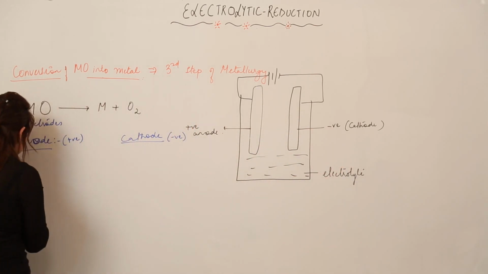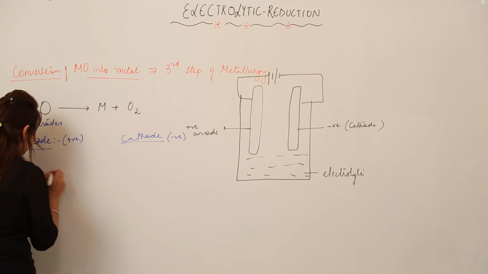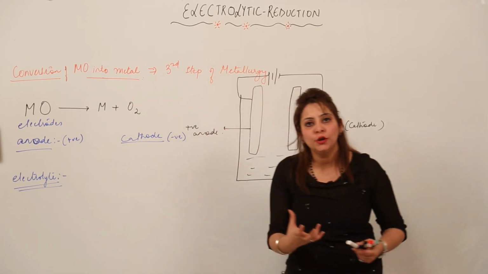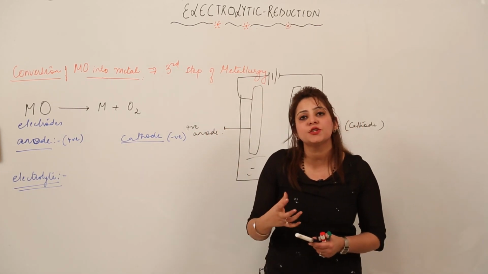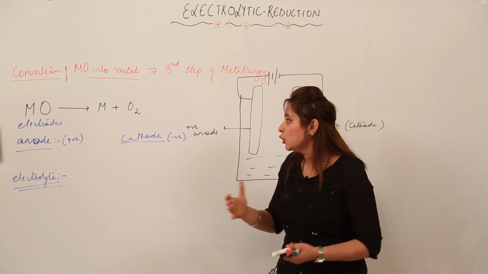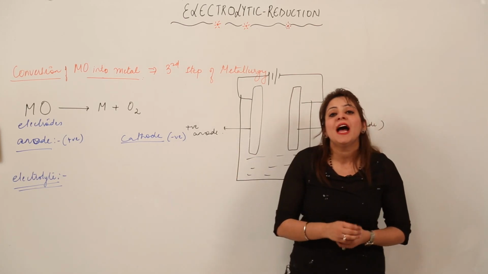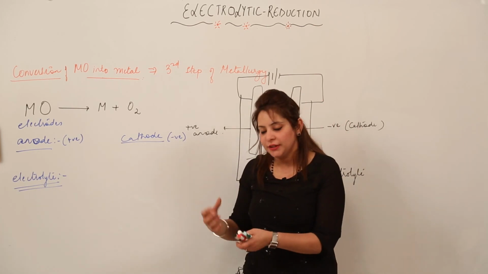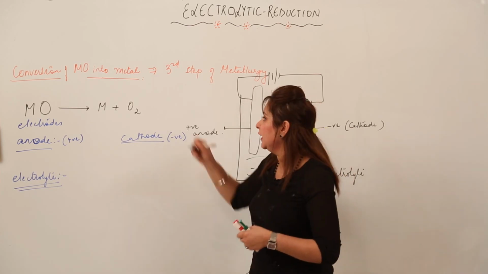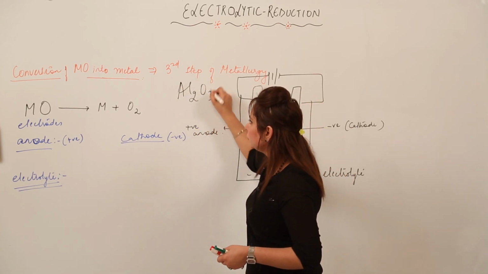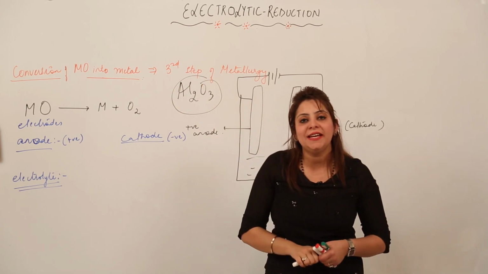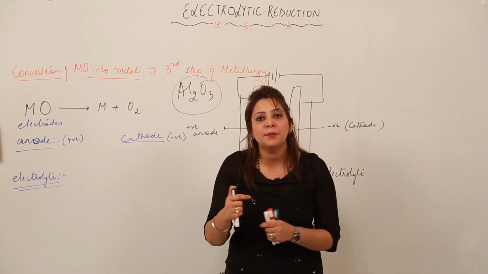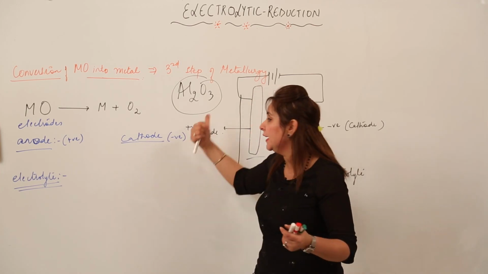Again, we will be taking an electrolyte in it. What electrolyte do we take? We take a salt solution, a solution which dissociates into ions when electric current is passed. So in order to make it easier for you, I will take an example of a metal oxide, then I will tell you how we can reduce it. The example I am taking is aluminium oxide. This aluminium oxide can be separated into aluminium and oxygen by the process of electrolytic reduction.